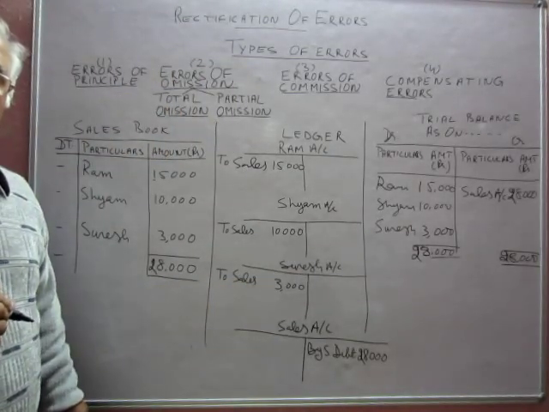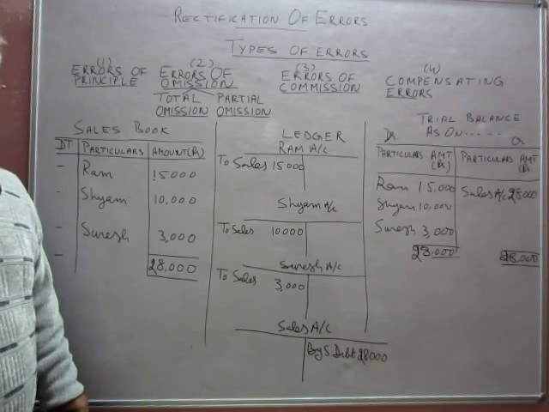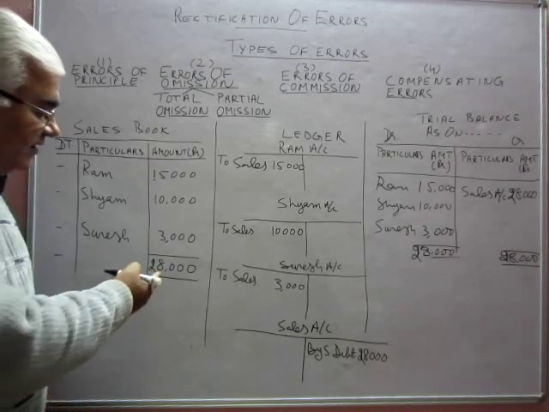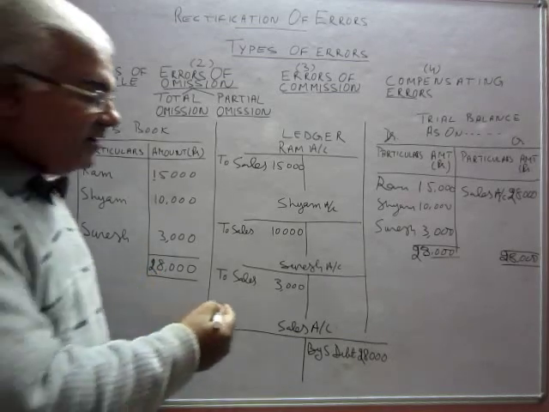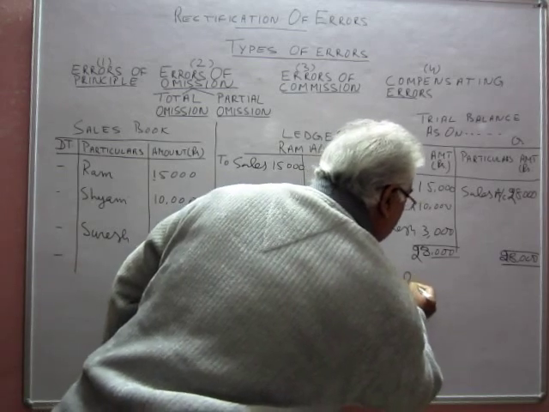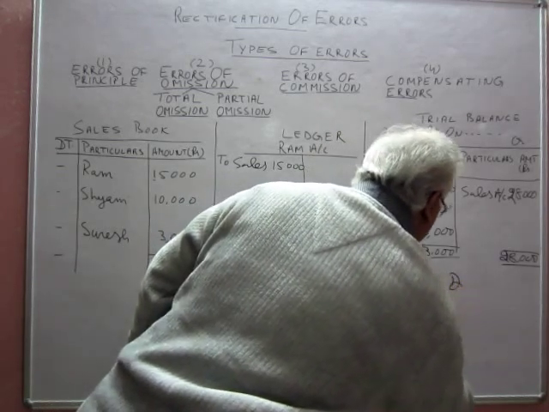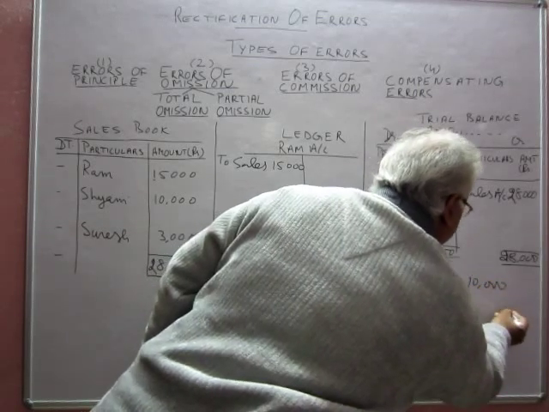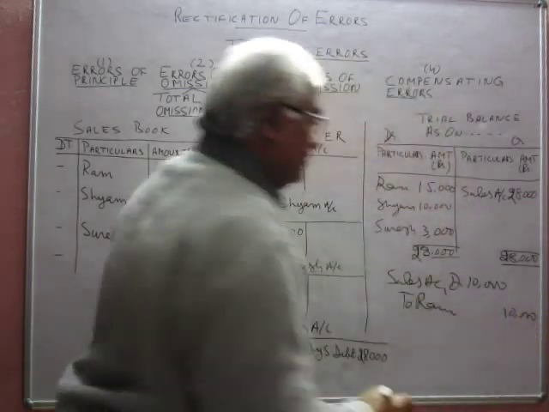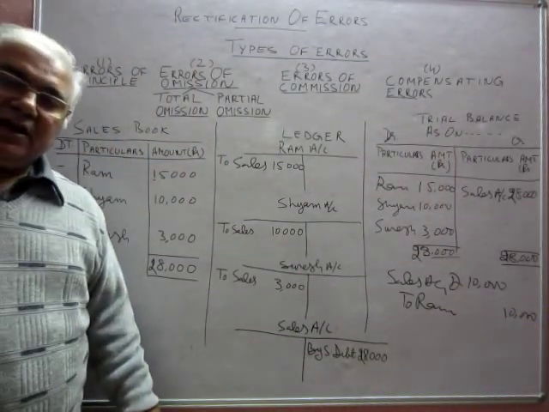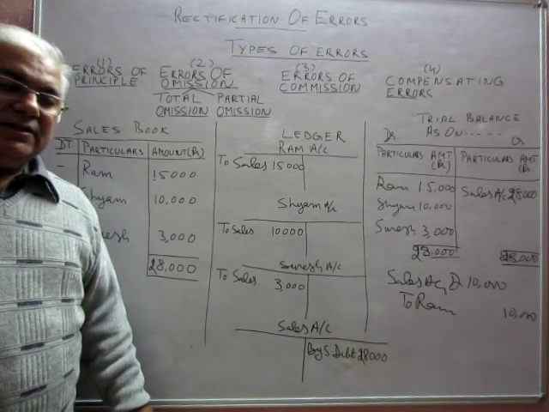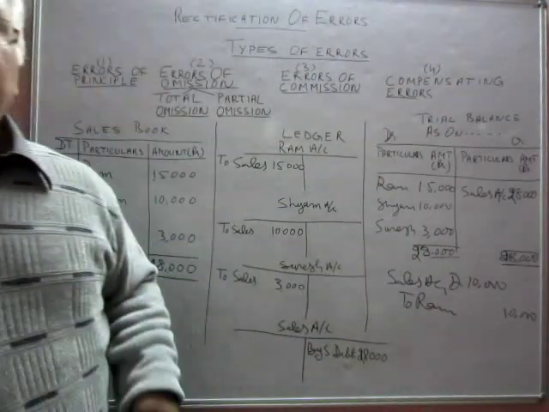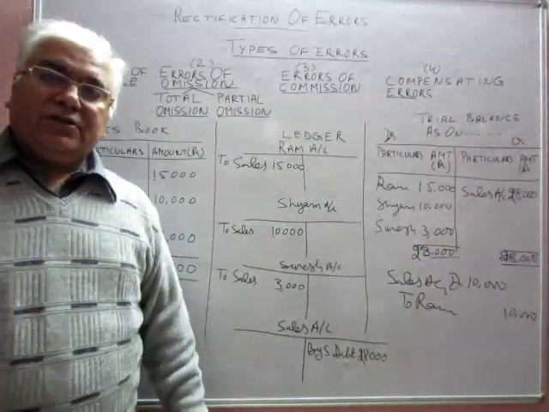Now how to rectify it? Naturally, we'll have to put in an entry for the difference in amount, that is 10,000. Since sales have been over-credited by 10,000, our entry will be: sales account debited to Ram, 10,000. This is the way it will be rectified. This is an error of commission, that is where you have recorded wrongly in the books.